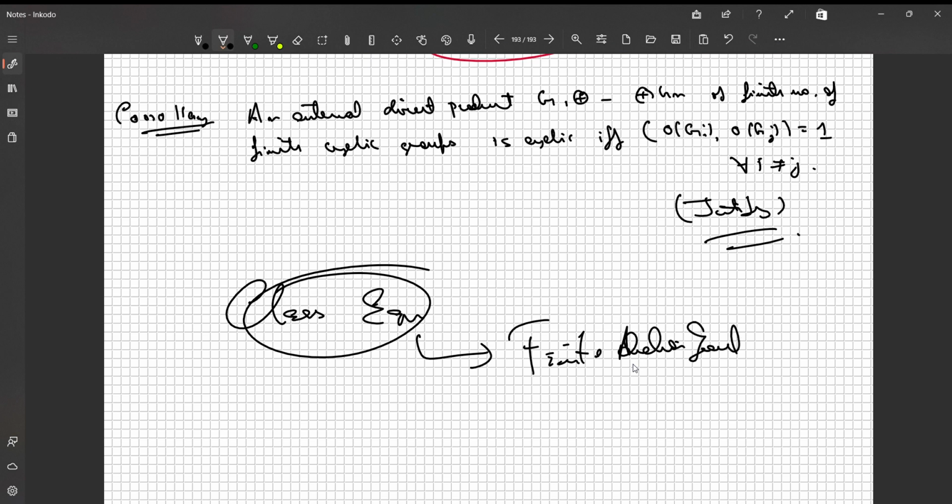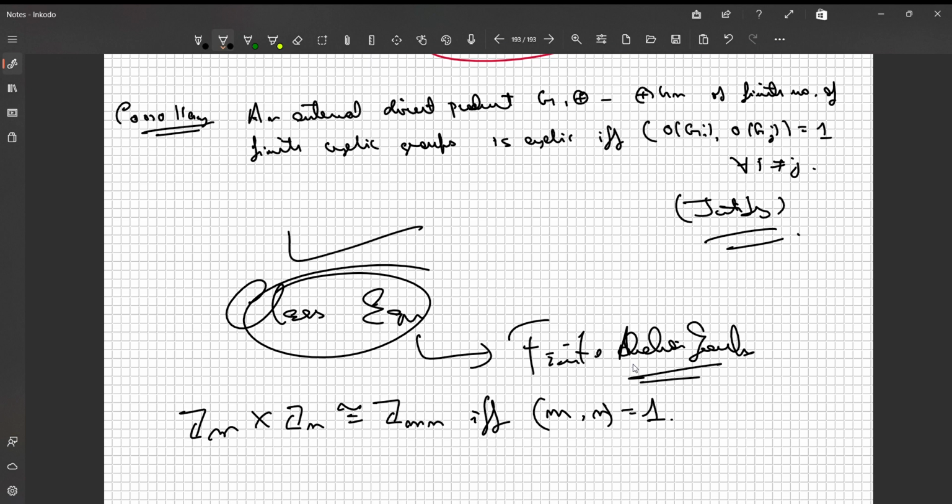In the next few lectures, I'll be talking about some important notions of the class equation. And then we will be entering the concept of finite abelian groups. And there we will see, or you can also merely follow this up from this corollary, that Zm direct product Zn is isomorphic to Zmn if and only if m and n are coprime. Okay. Whatever, we will talk about this when we start finite abelian groups.